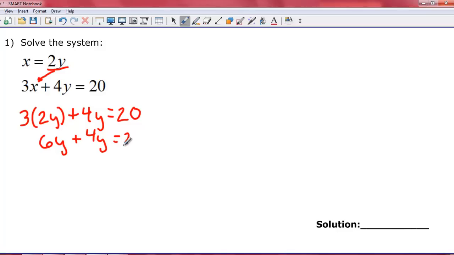We can combine like terms. That's 10y equals 20. And now divide by 10 on both sides of the equation. So y equals 2.